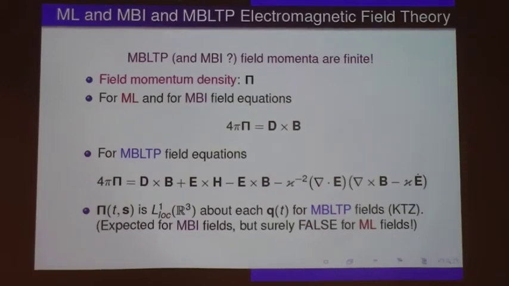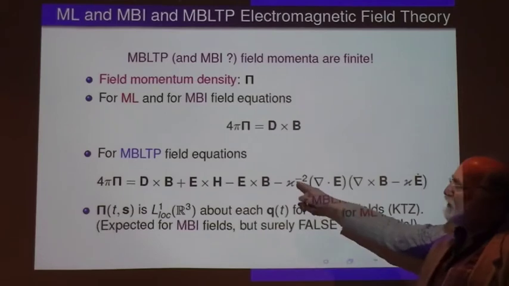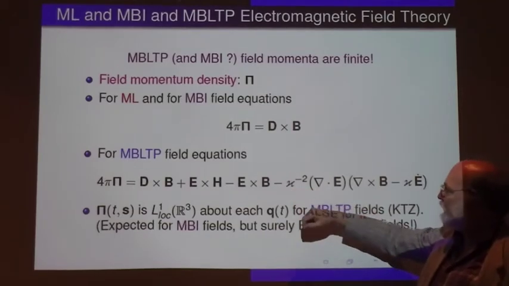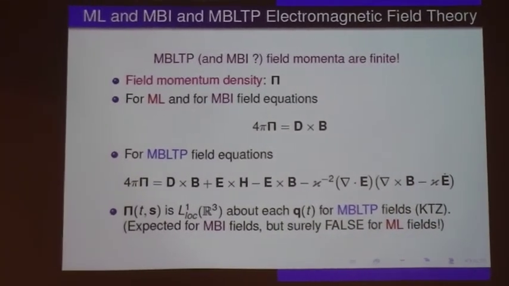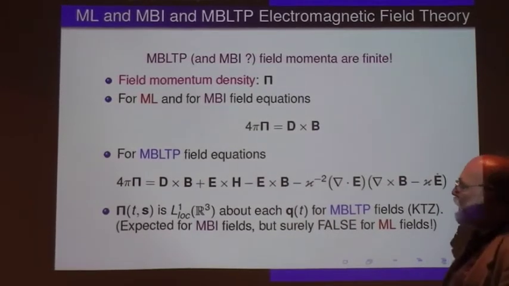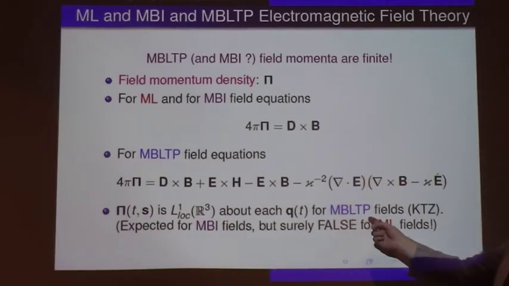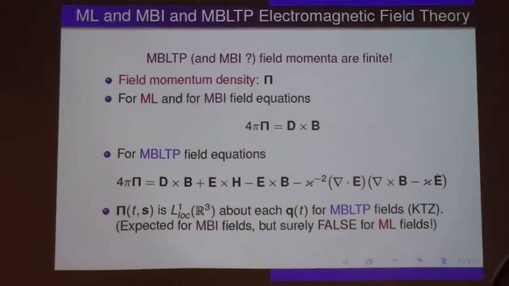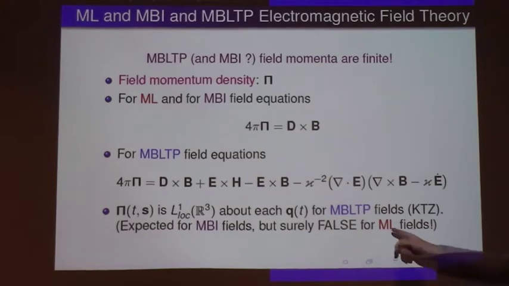For the MBLTP field equation, it becomes a monster. There is also D cross B, but then there is also E cross H minus E cross B, and then here's this Bopp parameter. There's one extra parameter in the model. The divergence of E times this funny combination of curl B and the partial time derivative of E. And it can be rigorously shown that this Pi is locally integrable around any singularity for the MBLTP fields. That was proven by myself and Shadi Tahvildar-Zadeh. And it is expected to be true for the Maxwell-Born-Infeld fields, but certainly false for the Maxwell-Lorentz fields.